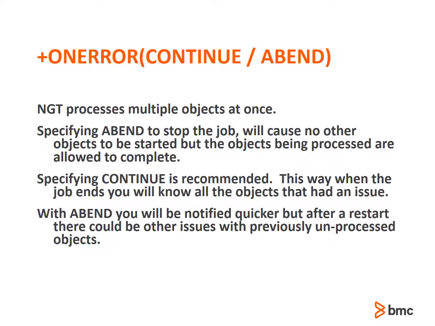The onError parameter affects what NGT does when it encounters an error. If set to continue, we will put objects with errors in the error queue and continue processing the other objects. If set to append, we will put the objects with errors in the error queue, complete the other objects that are being concurrently processed, but not start any new objects. A restart of a job that used onError append will process objects in the error queue and the preproc queue. OnError append ends the job quicker, but holds up processing for other objects. OnError continue processes all objects before the job ends.